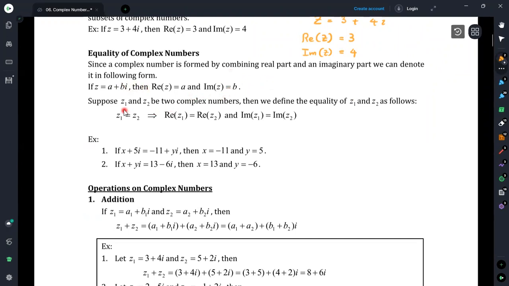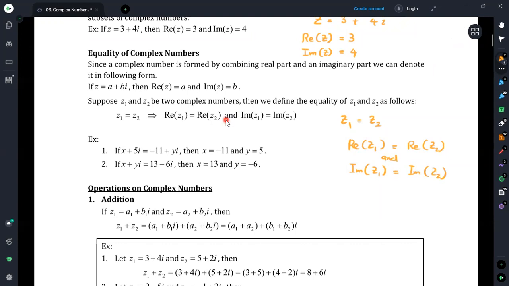If you are letting Z1 and Z2 be complex numbers, and equality exists between Z1 and Z2, then this condition should be satisfied. Therefore, if Z1 equals Z2, meaning the two complex numbers are equal, then the real part of Z1 equals the real part of Z2, and the imaginary part of Z1 should be equal to the imaginary part of Z2. Both these conditions should be satisfied.